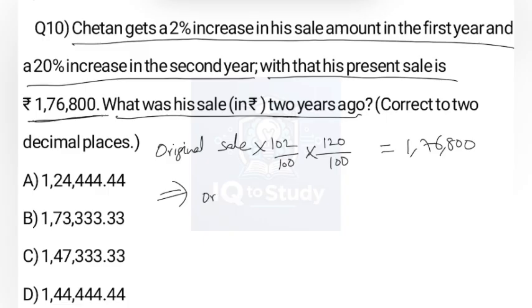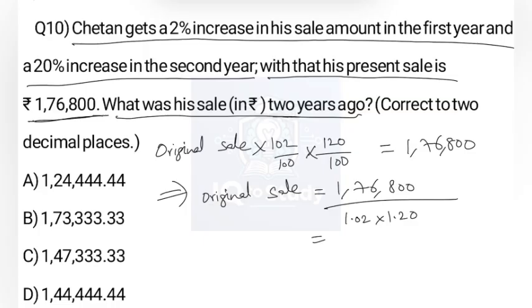So original sale is equal to 1,76,800 divided by 1.02 into 1.20, which is equal to 1,76,800 divided by 1.224, that is equal to 1,44,444.44.